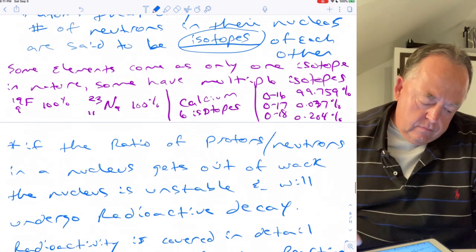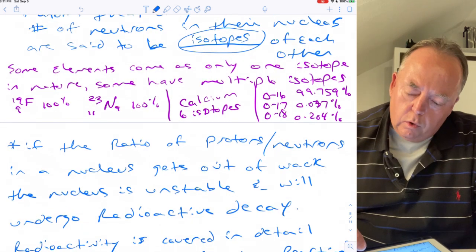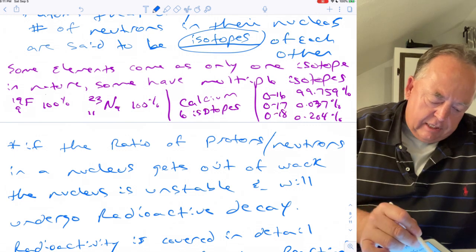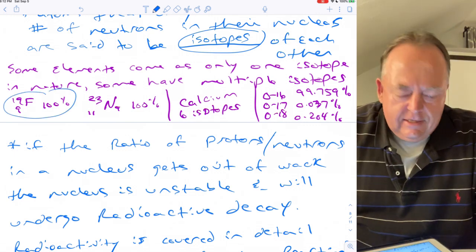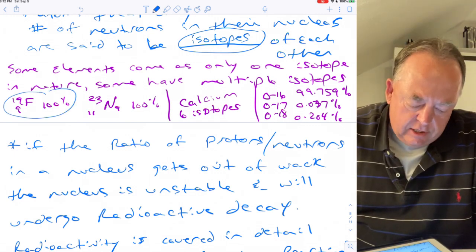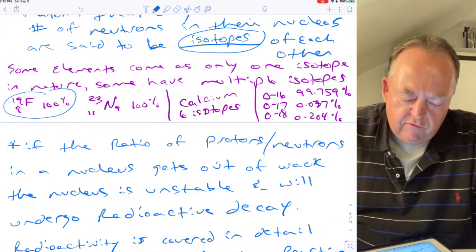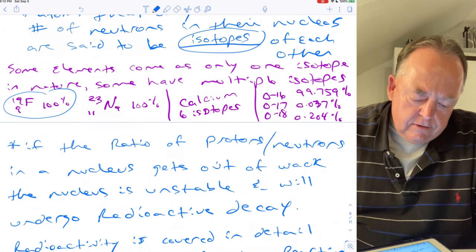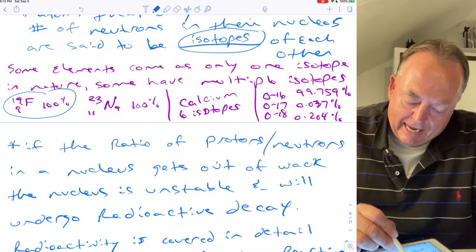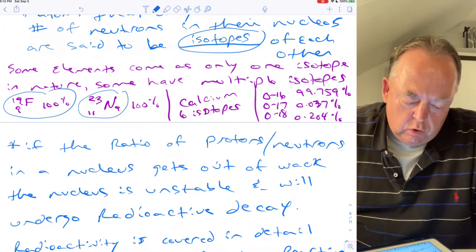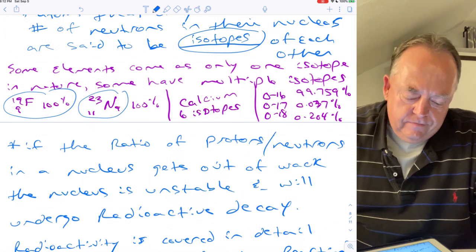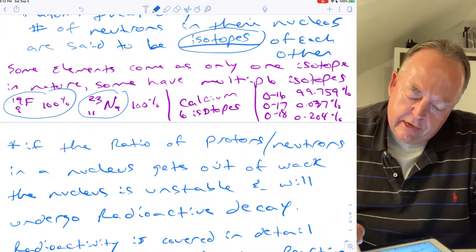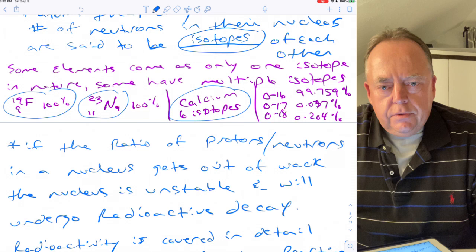Okay, so some elements only come as one isotope in nature. For example, fluorine only comes as fluorine-19 in nature: 9 protons, 10 neutrons, 9 electrons. Every single fluorine in nature has 9 protons, 10 neutrons, and 9 electrons. Every single sodium atom in nature has 11 protons, 12 neutrons, and 11 electrons. Right? Only one isotope. Calcium, however, has 6 different isotopes in nature.